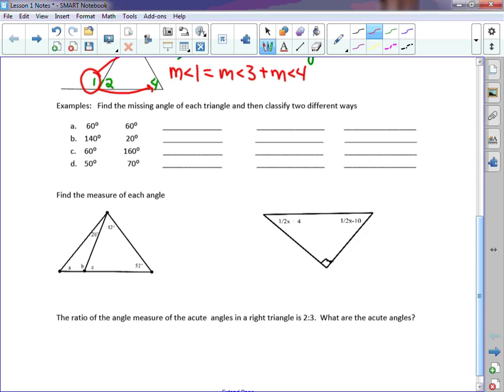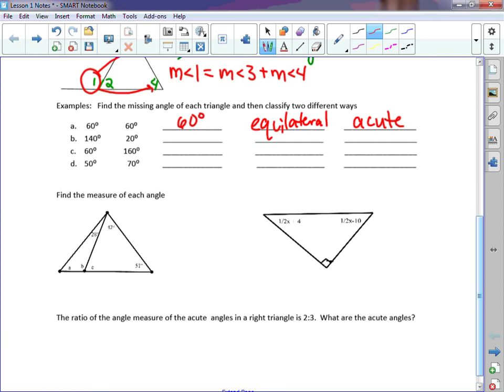So for example, for my first one here, we have 60, 60. What's my last degree going to be? 60 degrees. So if every single degree is 60 degrees, what type of triangle is this based upon its angles? Acute. Good. I'm going to put my angle 1. Every single degree is acute, so thus we call it an acute triangle. Now, does anyone know what type of triangle this is based upon its sides? Equilateral. Very good.